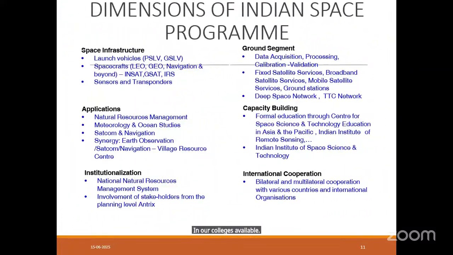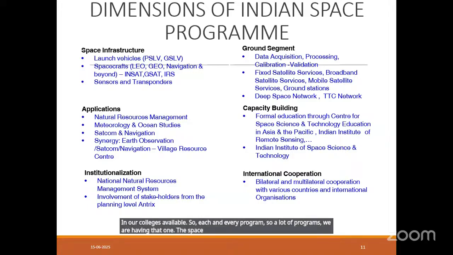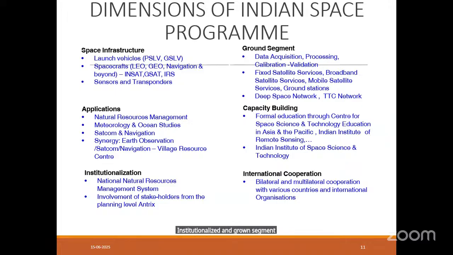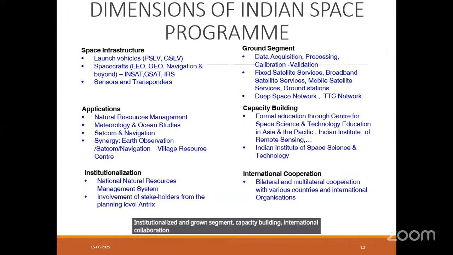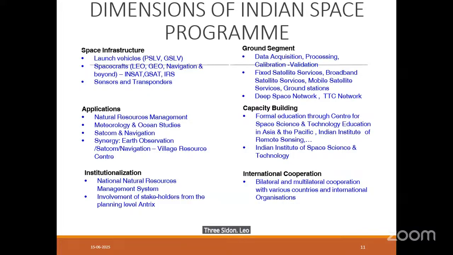So each and every program, a lot of programs we are having: space infrastructure, application, institutionalized and ground segment, capacity building, international collaboration. Anything we can do using space application. That too we are using the three orbits: LEO, GEO, and MEO. That means low Earth orbit, medium Earth orbit, then geosynchronous orbit.